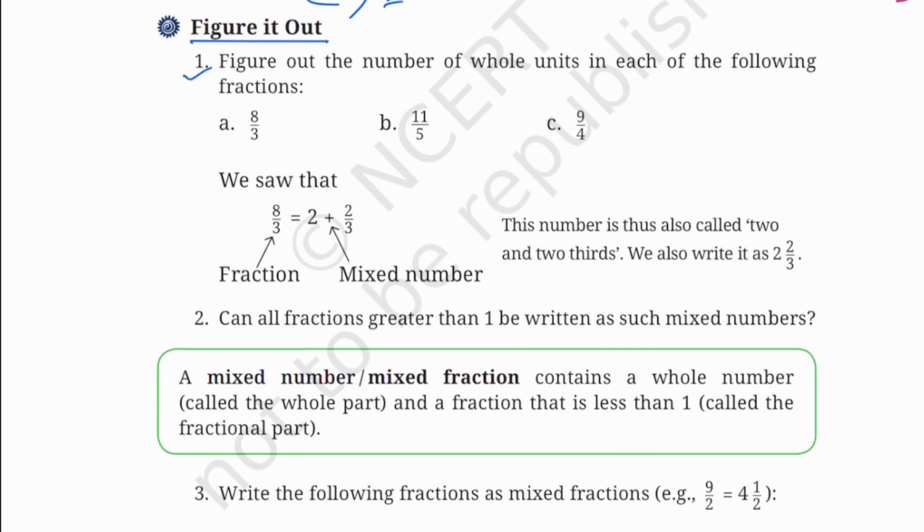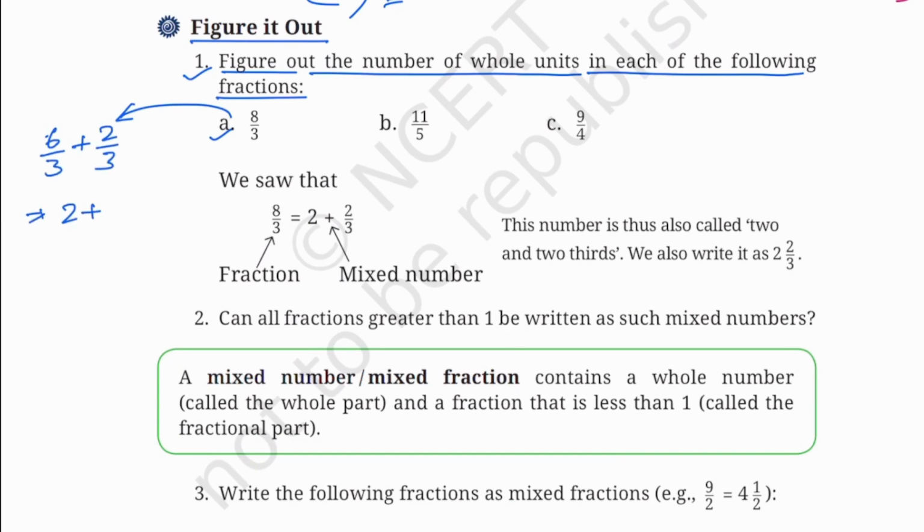Figure it out. 1. Figure out the number of whole units in each of the following fractions. A. 8 upon 3. 8 upon 3 can be split in 6 upon 3 plus 2 upon 3. So it can be written as 2 plus 2 upon 3. So 8 upon 3 has 2 whole units. B. 11 upon 5. It can be split in 10 upon 5 plus 1 upon 5. That is 2 plus 1 upon 5. That means 11 upon 5 has 2 whole units.